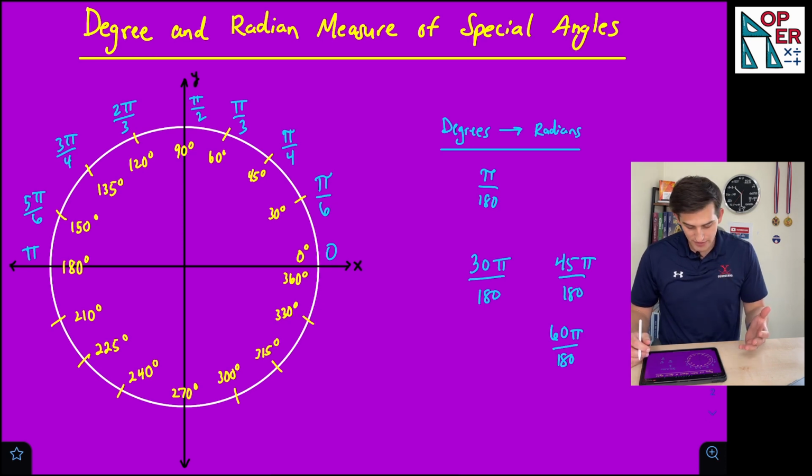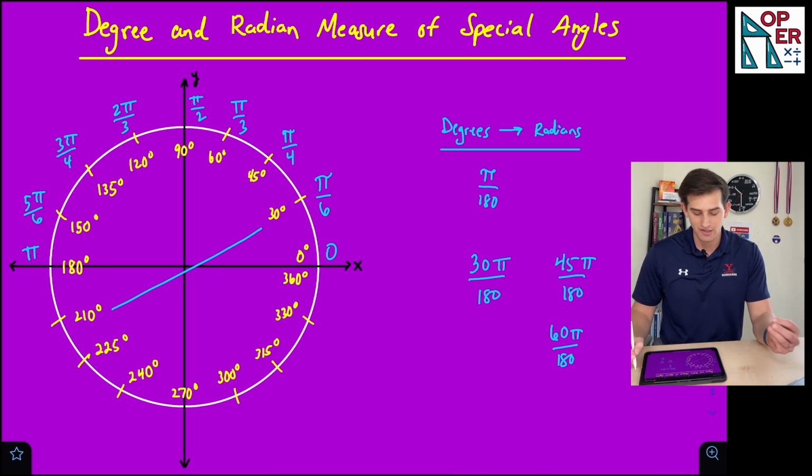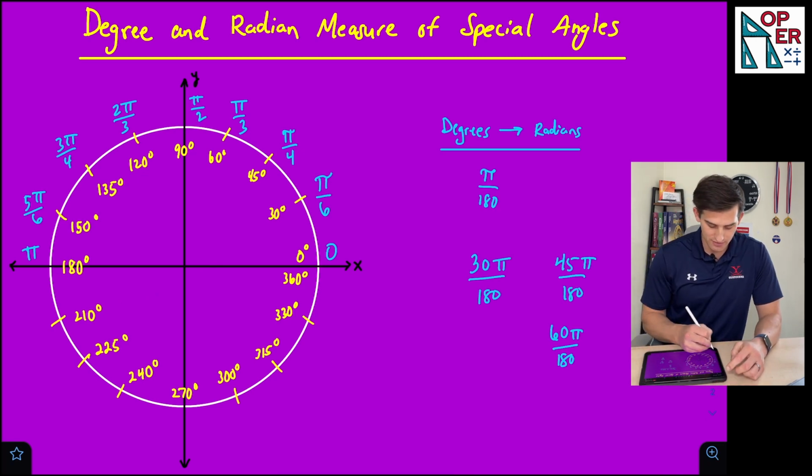All right, now for 210, I notice a connection here that 7 times 30 would give us 210, right? So this is going to be 7 pi over 6.